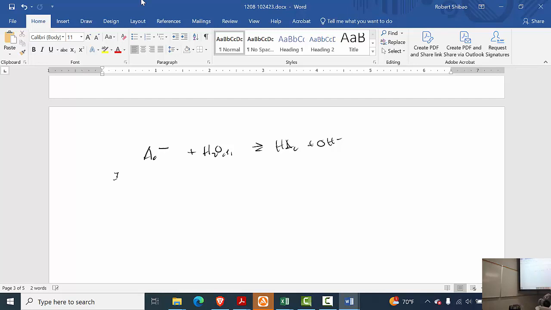So initially we're going to have 0.0500 molar acetate. Water is a pure liquid. This is 0. This is 0. The change is going to be minus X molar because of the Kb.